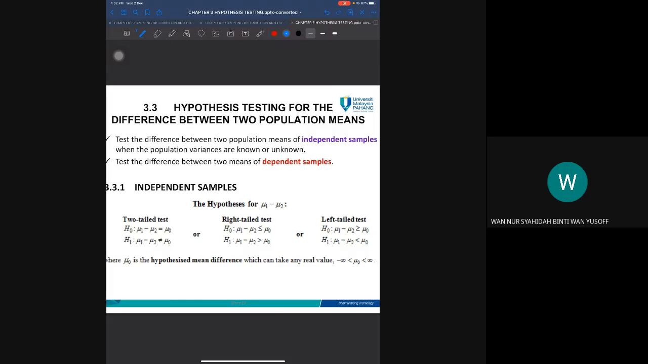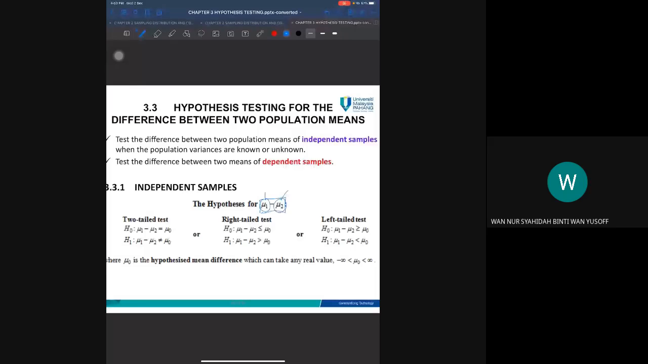For the independent sample, because we have two different sets of data from two different sets of subjects, it means we have two different populations. That's why the parameter we have here is mu1 minus mu2. Which population is your mu1, and which population is your mu2? You can decide based on the question itself, based on the keywords given.